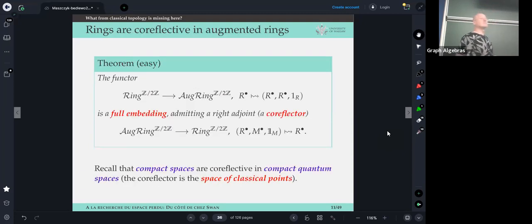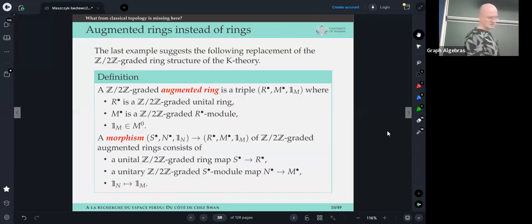Can I ask, what do you mean by unitary? Is there some star structure? No. Unitary, yes, module and map. In algebra, people say that something is unitary if it preserves unity. Oh, okay. Maybe unital would be more proper for this audience. Thank you.